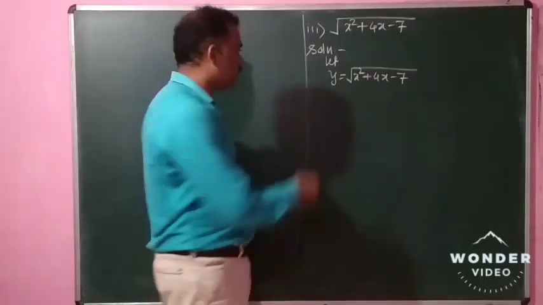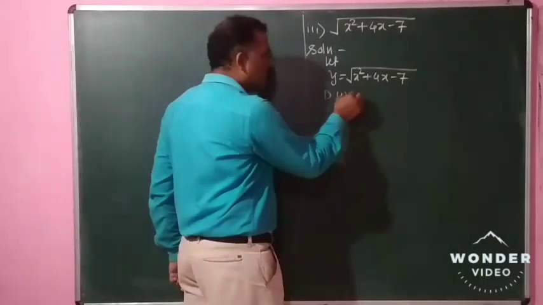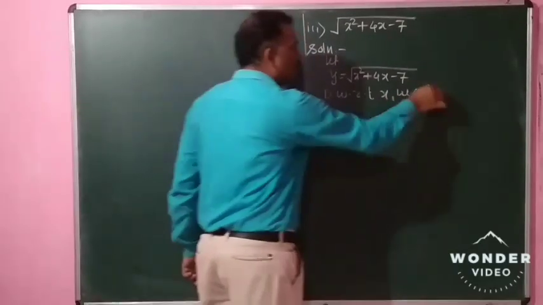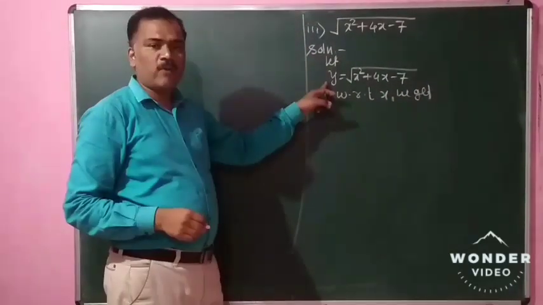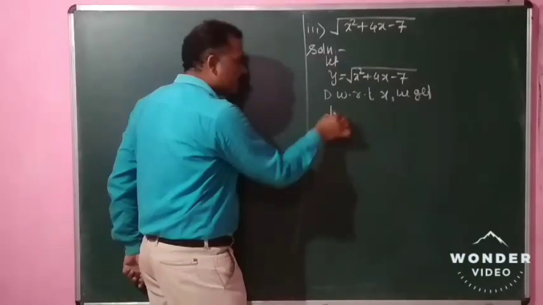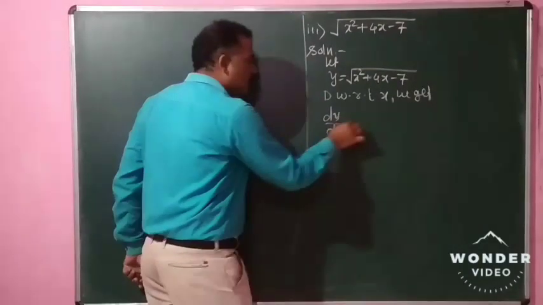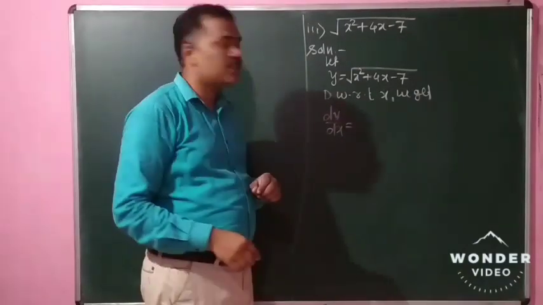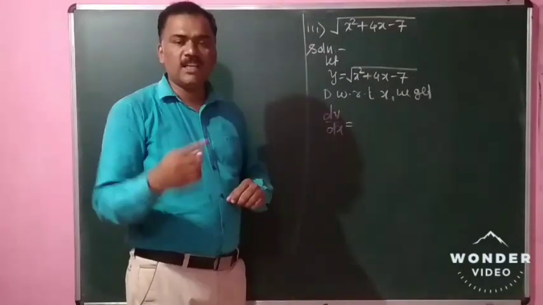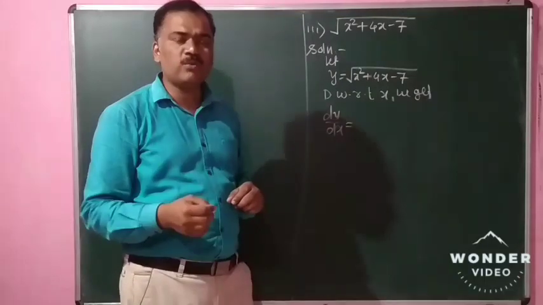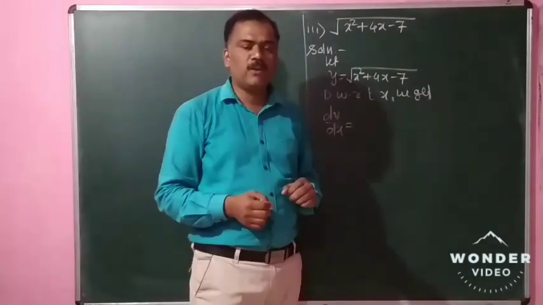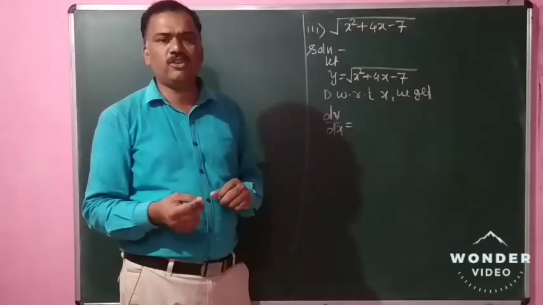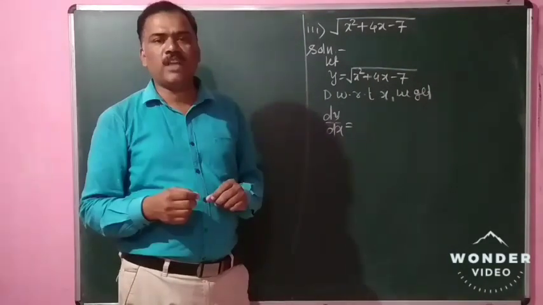We have to differentiate with respect to x. Okay, what is the differentiation of y with respect to x, dy by dx? When we have to read this function, how to read that? Square root of x square plus 4x minus 7. It means that we have to read first the square root, so we have to take the derivative of the square root. What is the derivative of square root? That is the derivative of root x. Derivative of root x is 1 upon 2 times root x.